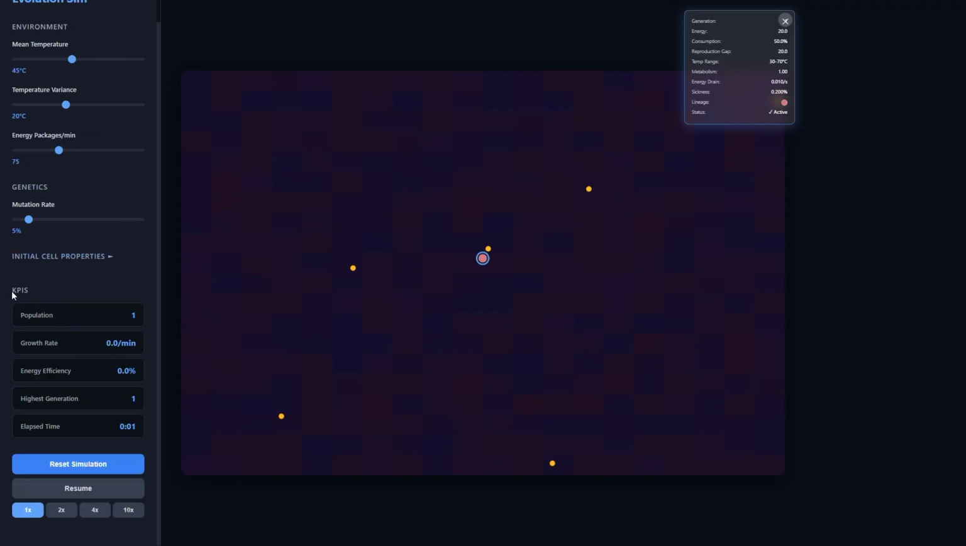Let's go. You can see here the KPIs, the key performance indicators we use for our evolutionary experiment. We start with a population of 1. You can see here the growth rate. It's 0, of course, because it's paused. The energy efficiency just means how much of the energy produced in the environment is used up each minute, and also what the current living highest generation is. And you can see at the bottom the elapsed time.